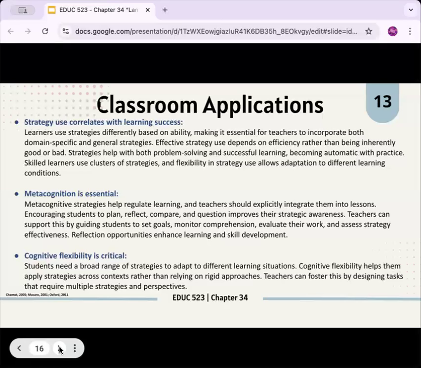Lastly, cognitive flexibility. It is critical. Students need a broad range of strategies to adapt to different learning situations. Cognitive flexibility helps them apply strategies across contexts rather than relying on rigid approaches. Teachers can foster this by designing tasks that require multiple strategies and perspectives.